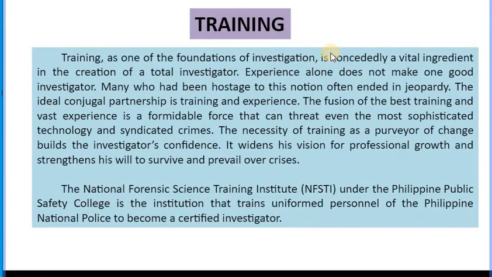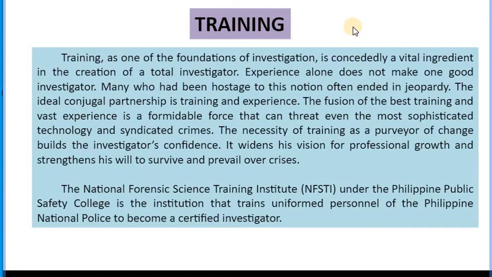Next, training. What is training? Training is one of the foundations of investigations. It is considered a vital ingredient in the creation of the total investigator. Experience alone does not make one a good investigator. Kahit sabihin na natin na experience is the best teacher, kailangan pa rin natin ng proper training. Many who had been hostage to this notion often ended in jeopardy.